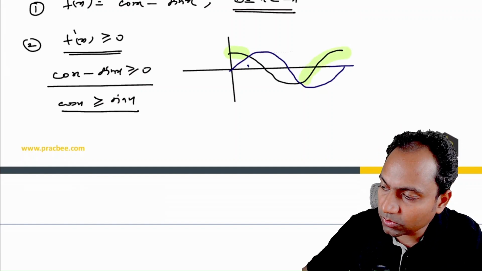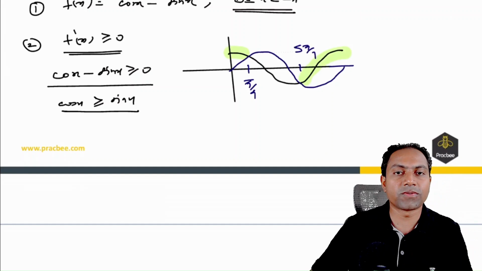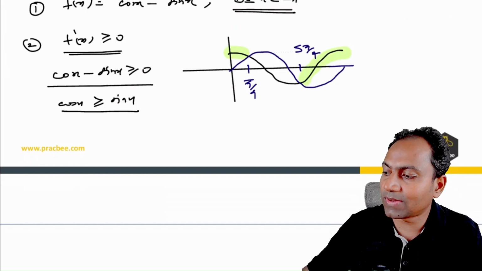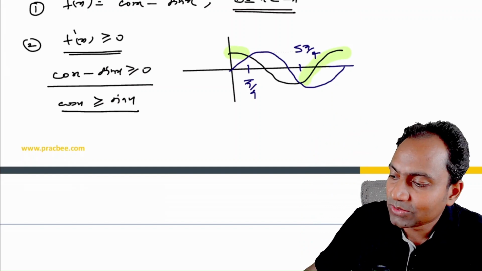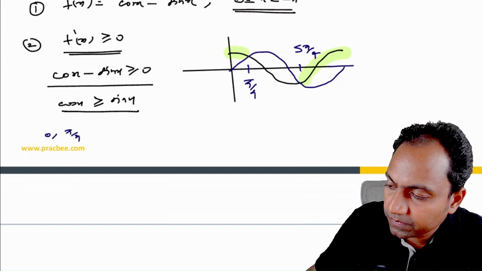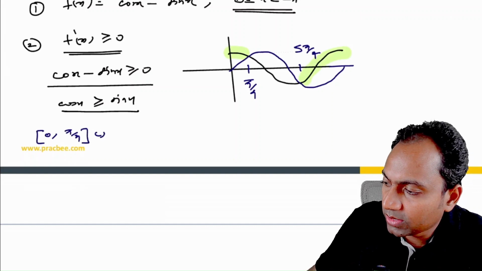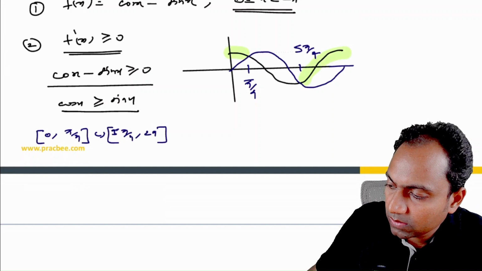Now if you find this point of intersection, they are equal at pi by 4 and at 5 pi by 4. So these are the 2 points of intersection of the graph. So you can see our answer can be between 0 to pi by 4, then 5 pi by 4 to 2 pi. So the answer to this question can now be directly written from here as 0 to pi by 4 union 5 pi by 4 to 2 pi.